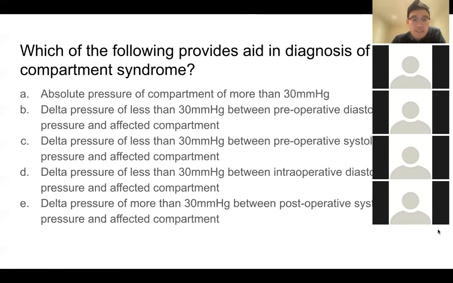And which of the following provides aid in diagnosis of compartment syndrome? An absolute pressure of more than 30 millimetres of mercury; a delta pressure of less than 30 between pre-op diastolic blood pressure and the affected compartment; a delta pressure of less than 30 between pre-op systolic blood pressure and the affected compartment; a delta pressure of less than 30 between intraoperative diastolic blood pressure and the affected compartment; or a delta pressure of more than 30 between post-operative systolic blood pressure and the affected compartment.